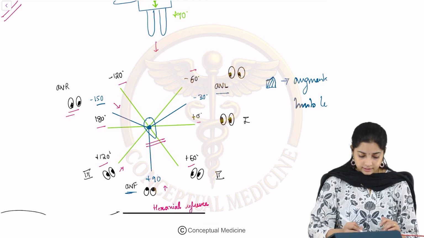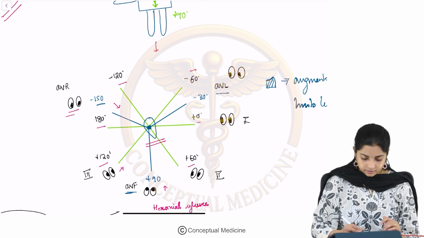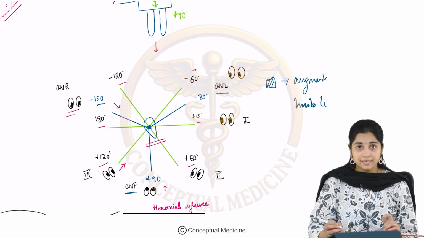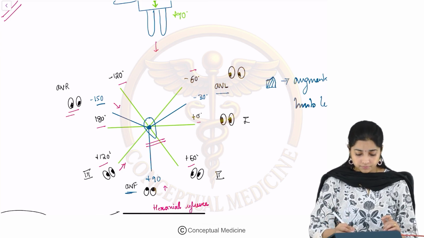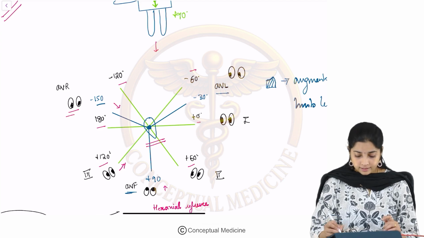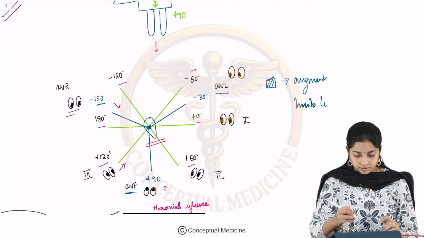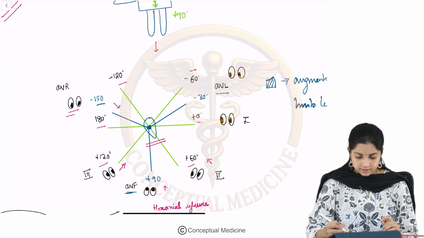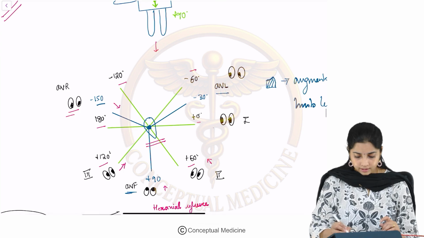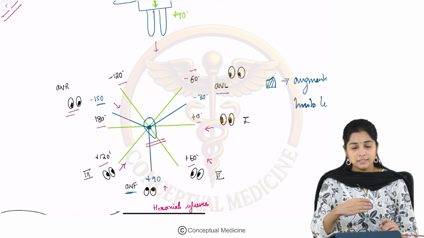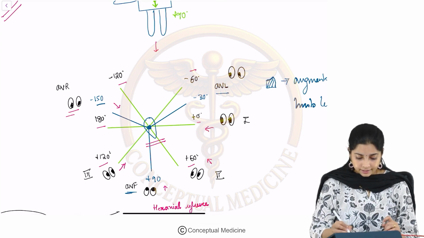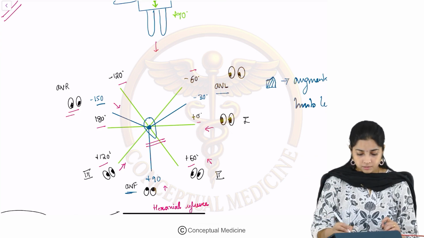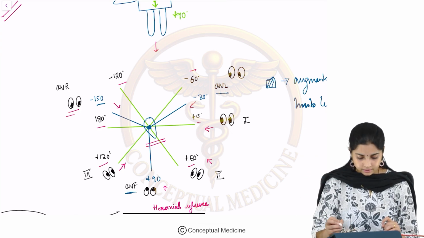Lead 3 is looking at the heart in this way, right? So it's looking at the heart in this way. AVF is seeing the heart from down, from the foot, at 90 degrees. Lead 2 is looking again at the inferior aspect at an angle of 60 degrees. Lead 1 is looking at the heart from 0 to 180 degree direction, and lead AVL is looking at the heart from above at minus 30 degrees.